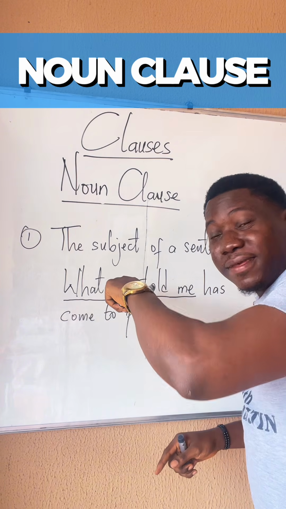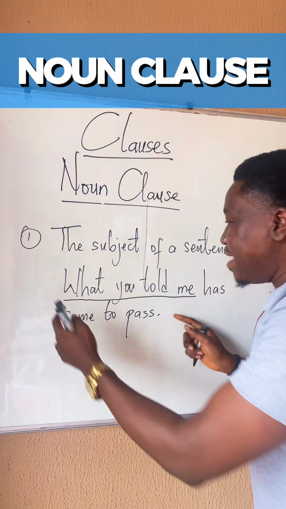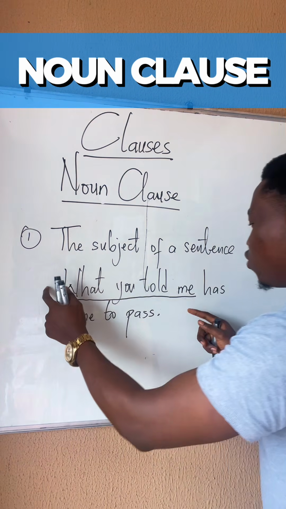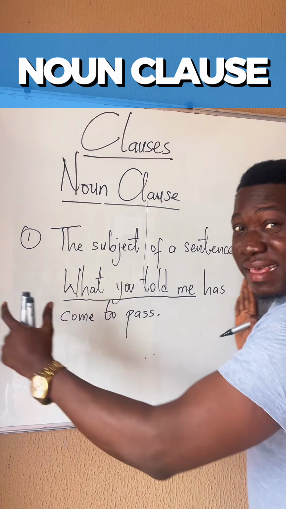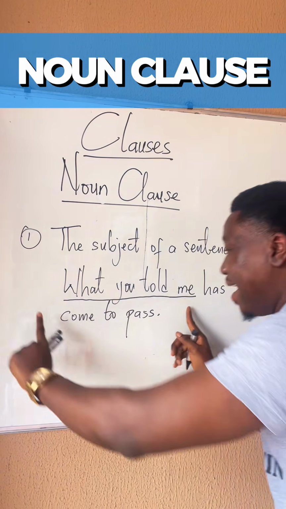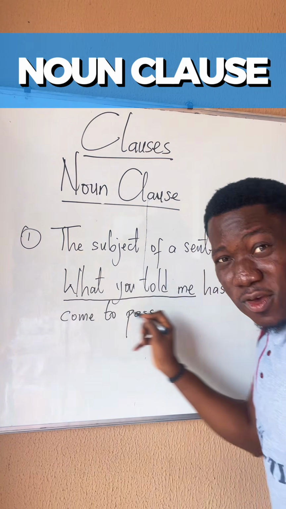This thing you told me, it's a clause because you have the subject and you have a verb. It is a dependent clause. It cannot stand on its own. And so what you told me has come to pass makes for a full sentence. And what you told me here acts as the subject of the sentence. This thing here is the subject of this sentence.